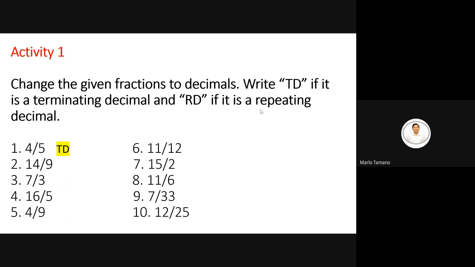Okay. So, number 1 we have here, 4/5 is TD. How come that this is TD? Stands for terminating decimal. Let's read the instructions. Change the given fraction to decimals. Write TD if it is a terminating decimal and RD if it is repeating decimal. The first one is done for you. Sige nga, make it quick. No? Medyo bilis-bilisan.